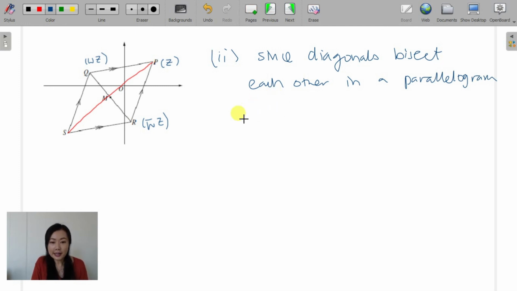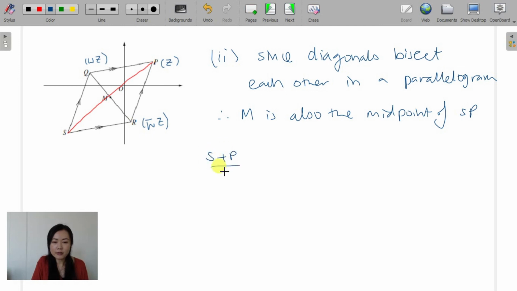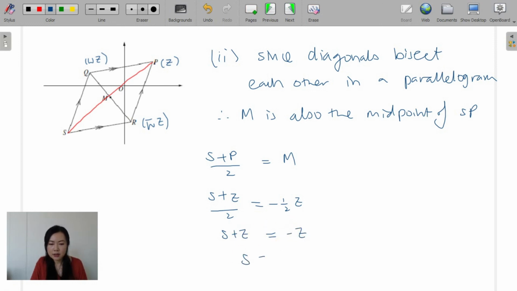All right, so M is also the midpoint of SP. Okay, meaning S plus P on 2, so doing the average technique, should equal M. Right? So S plus z, that's the complex number it represents, and M was minus a half z. All right, so times 2, S equals minus 2z.